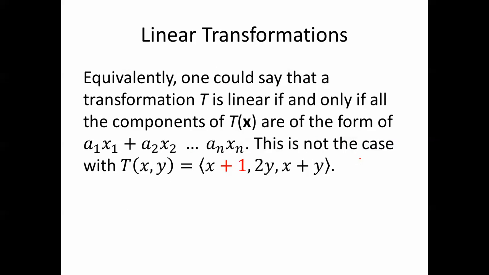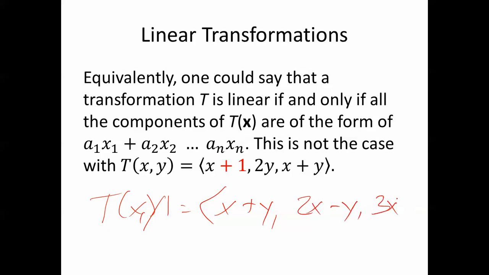Equivalently, one could say that a transformation T is linear if and only if all the components of T of x are of the form a1x1 + a2x2 + ... + anxn. So, for example, if T of (x, y) equals something like (x + y, 2x - y, 3x), that works. This is not the case with T of (x, y) equals (x + 1, ...). You can't have the plus 1 there if it's going to be a linear transformation.